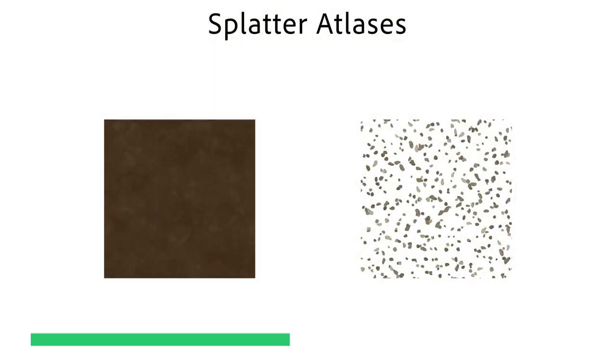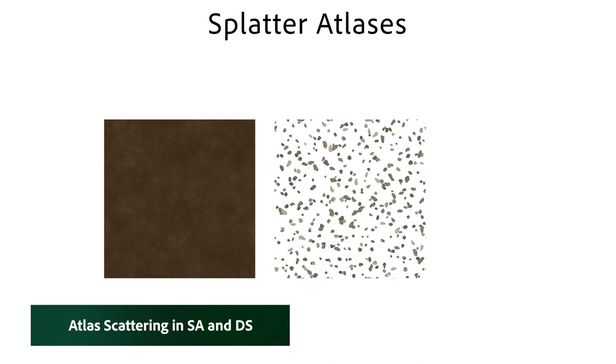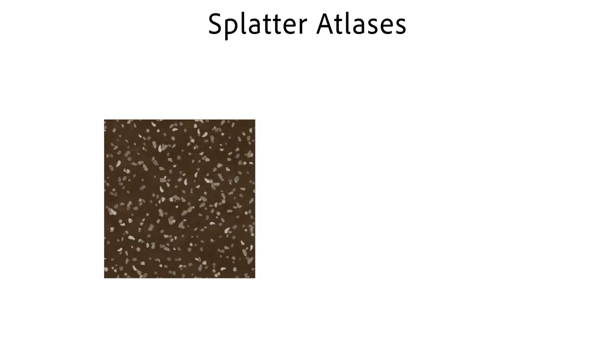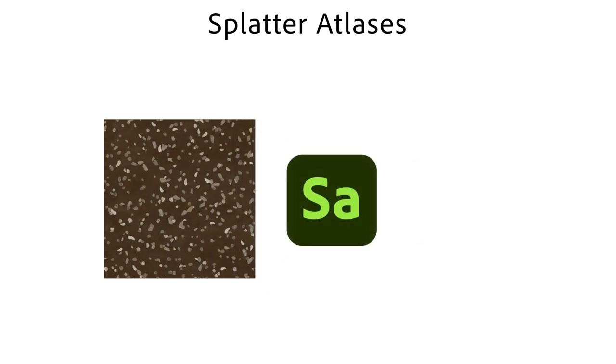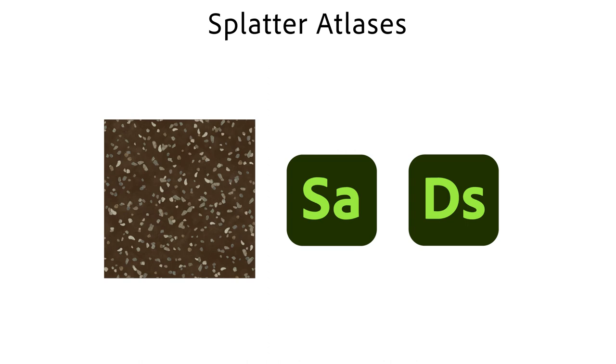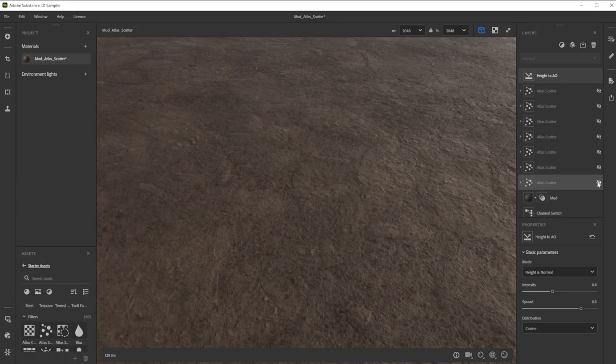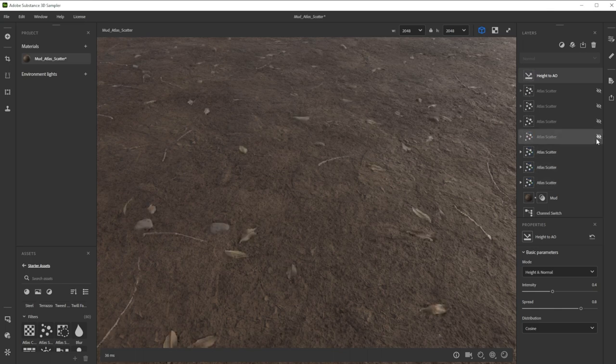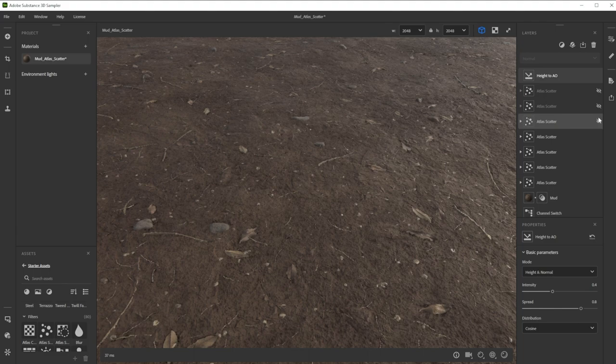So if you want to take things further and combine the elements from an atlas with other materials, you can use Substance 3D Sampler or Substance 3D Designer to splatter atlas elements onto other materials while creating them. This means you can combine multiple atlases and improve existing materials like dirt, grass, ground, and others by adding more details on top of them.